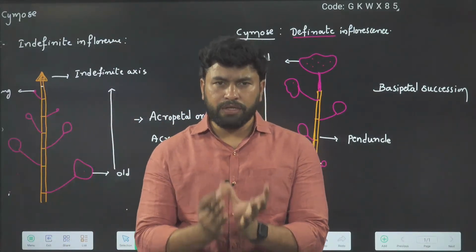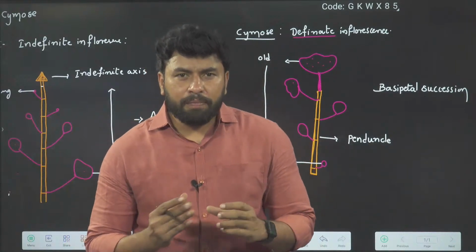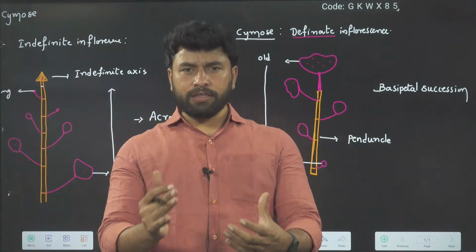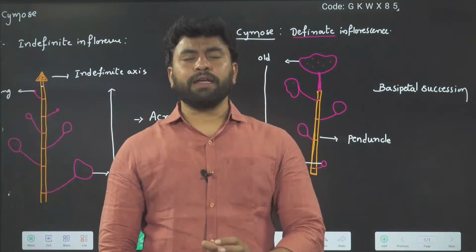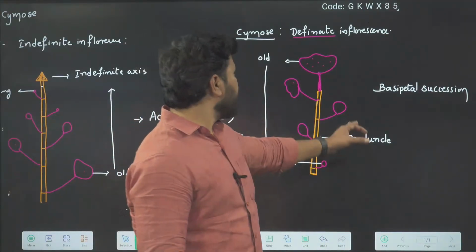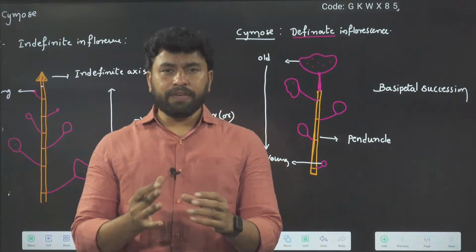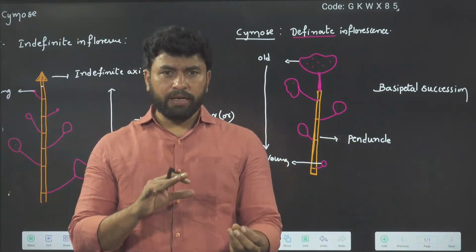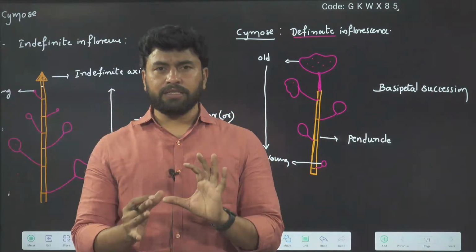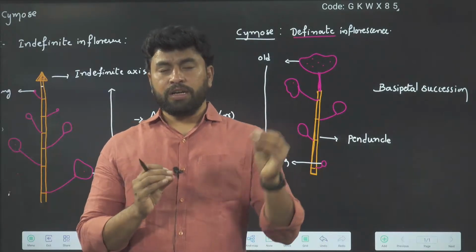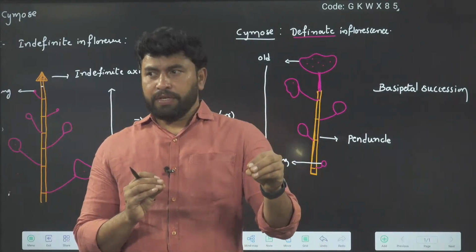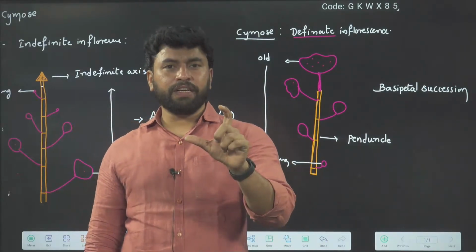So flower growth is happening at the top in the case of acropetal succession. Flower growth is happening at the base in the case of basipetal succession. This is the basic difference between acropetal and basipetal succession of flowers on our definite inflorescence. Another one is indefinite inflorescence.